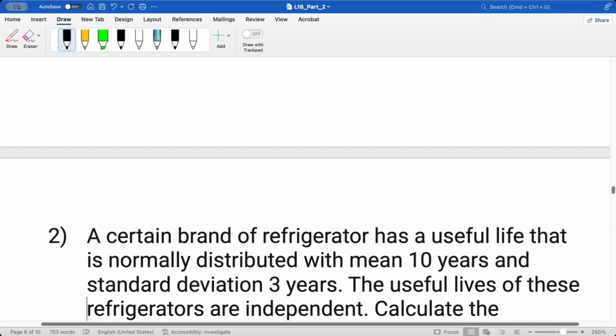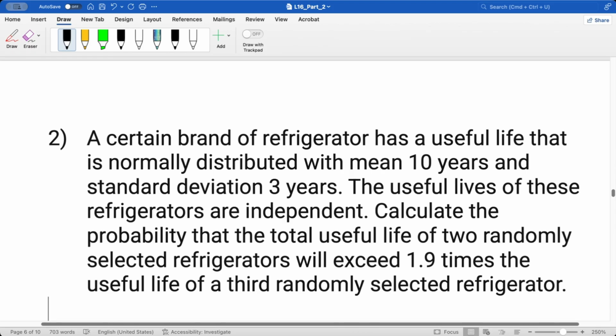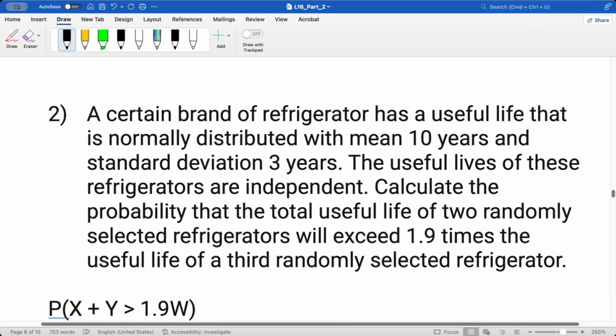Okay, up next, a little bit of a messier problem. A certain brand of refrigerator has a useful life that is normally distributed with mean 10 years, standard deviation 3 years. The useful lives of these refrigerators are independent. Calculate the probability that the total useful life of two refrigerators randomly selected will exceed 1.9 times the life of a third randomly selected refrigerator. So we have a situation here where we want the total of the first two to exceed 1.9 times the third.